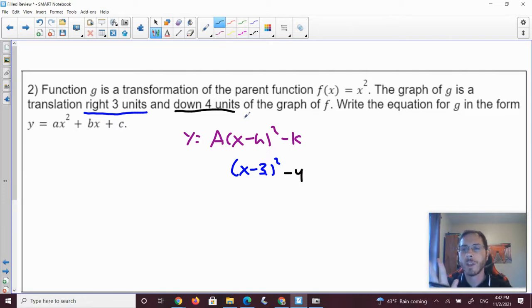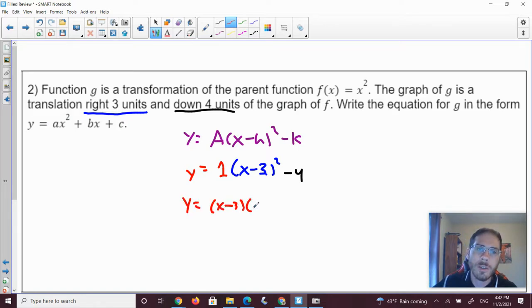And since you have no information for a, there's no vertical stretch and no flipping or anything, a is just 1. So if we want, we could put a 1 in for a. We could also just leave a out of the whole thing. We could just not put anything there. So we want to get it into standard form, which means we need to then expand this. So since there's a 1 here, we get to ignore it. And we're going to write x minus 3 squared as x minus 3 times another x minus 3.